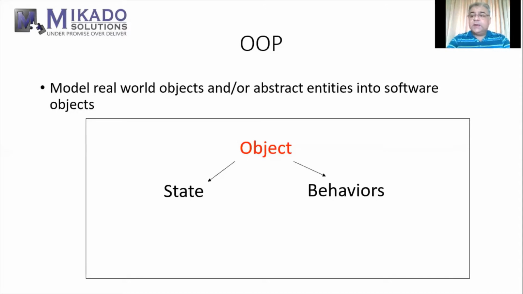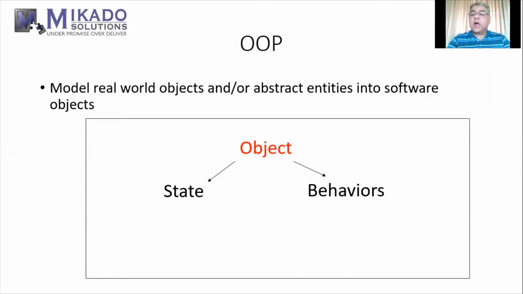Similarly, any real world object exhibits various behaviors. I am a real world object. I am behaving currently. I am teaching you. You are a real world object. You are learning. A car is a real world object. It exhibits various behaviors: started, stopped, accelerating, decelerating. So these are the two characteristics, state and behaviors, which we are supposed to model in a software object.